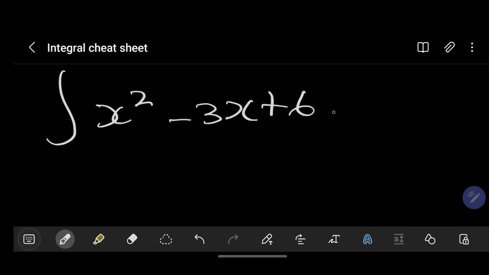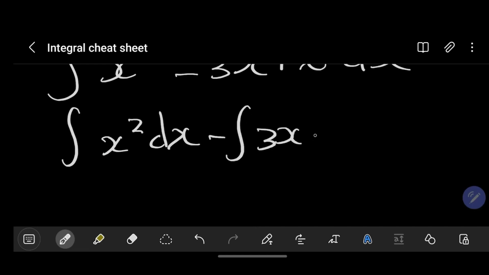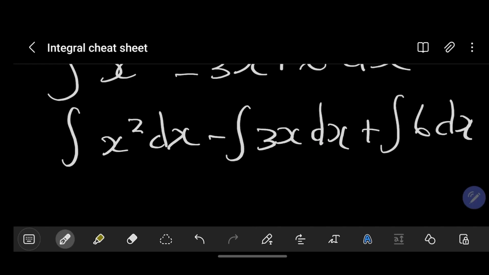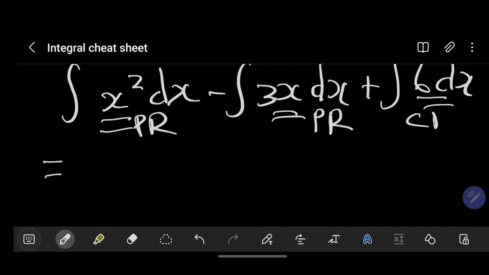Let's do another example. So let's look at the integral of x squared minus 3x plus 6 dx. Let's use the sum and difference rule here. We can see that this is the integral of x squared dx minus the integral of 3x dx plus the integral of 6 dx. Okay, this is now equal to, we can see here is the power rule, and here we can use the constant rule.